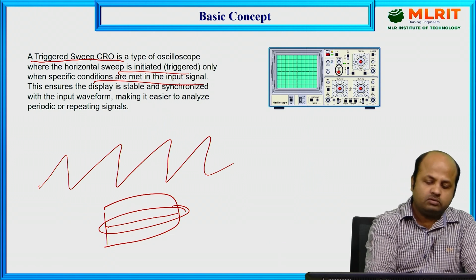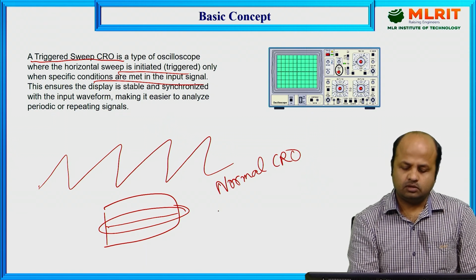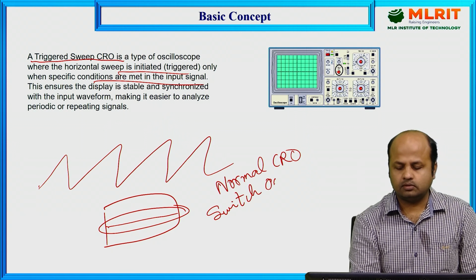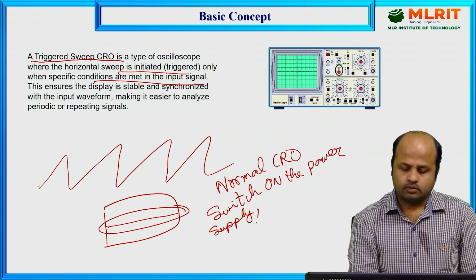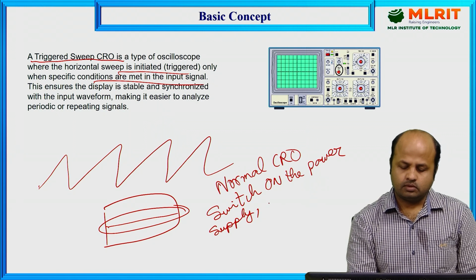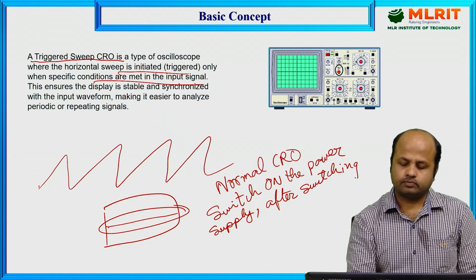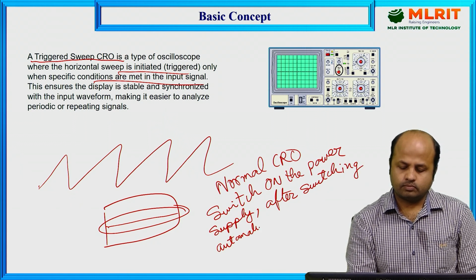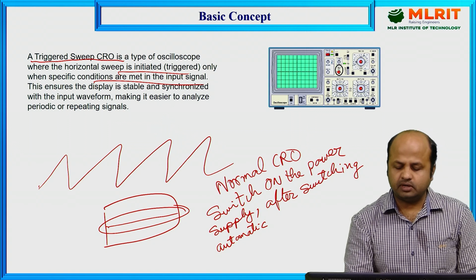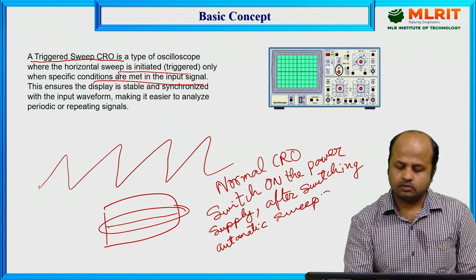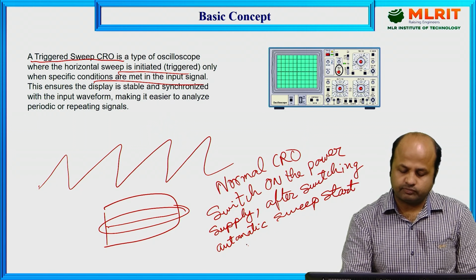So in a normal CRO, what will happen? Switch on the power supply. After switching, automatically the sweep starts for the horizontal deflection.